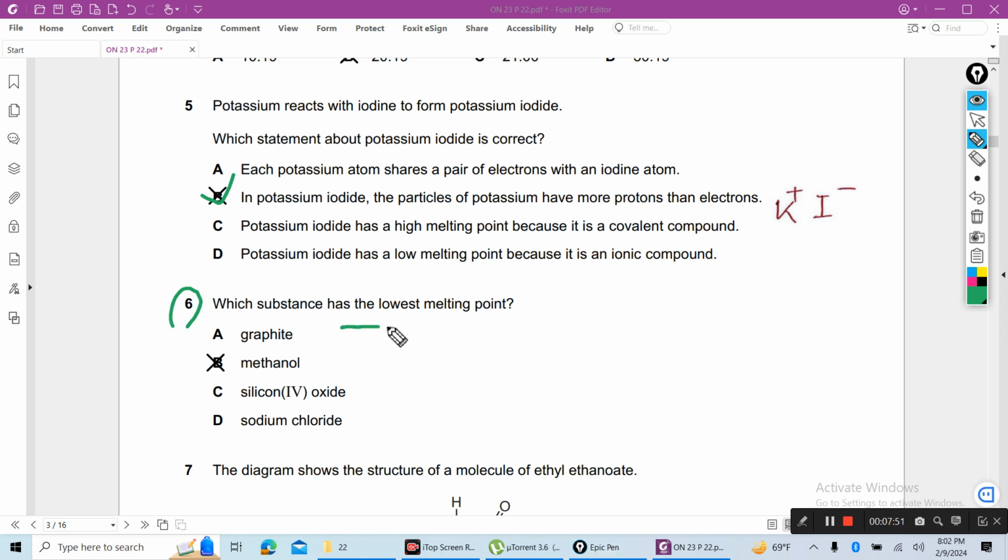Number 6. Which substance has the lowest melting point? Graphite is a giant covalent structure, it has a high melting point. Silicon dioxide is a giant covalent structure, with a high melting point. Sodium chloride is an ionic compound, it also has a high melting point. So methanol has the lowest melting point because there are weak intermolecular forces between methanol molecules.